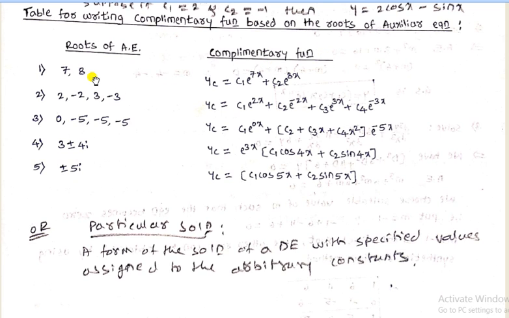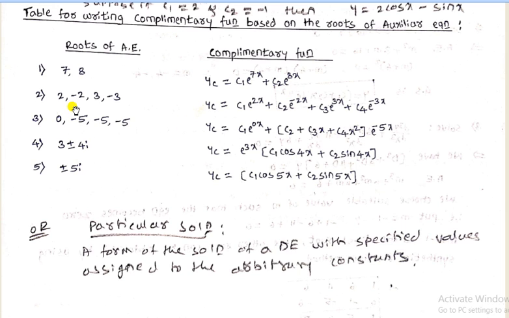The first one: the roots are 7 and 8. Both roots are different, so its complementary function is of the form c1 e to the power 7x plus c2 e to the power 8x.